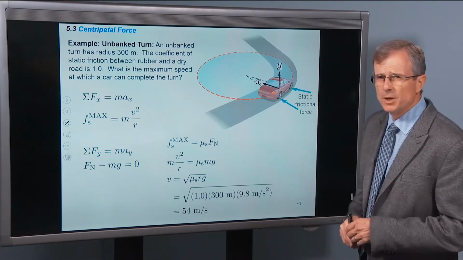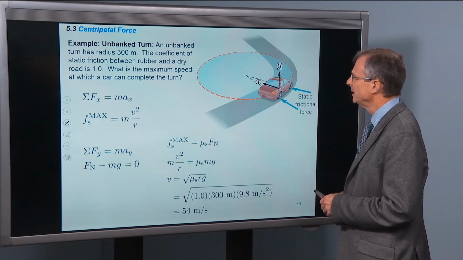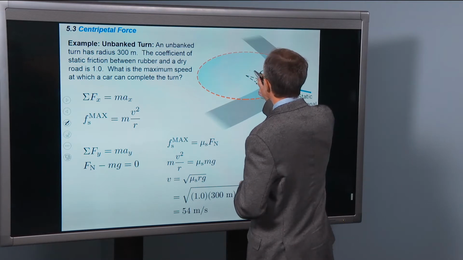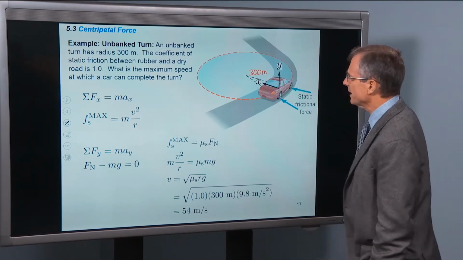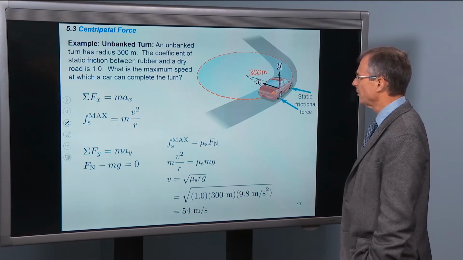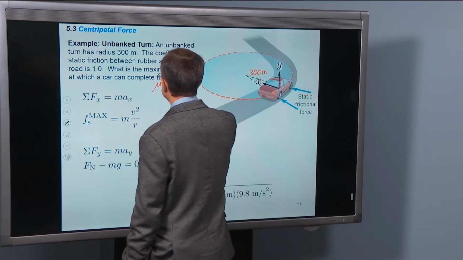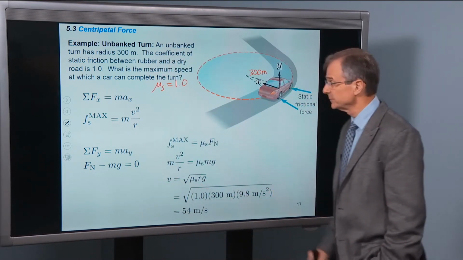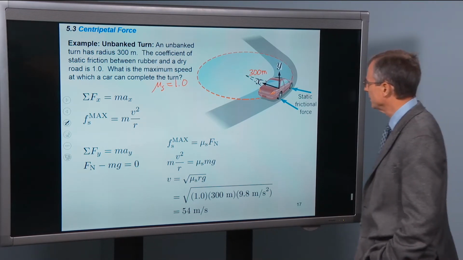An unbanked turn. This is a great problem. We have a turn of radius 300 meters, and the coefficient of static friction between the rubber and the dry road is 1.0. So this goes back to chapter 4. Great example. What's the maximum speed at which a car can complete the turn?